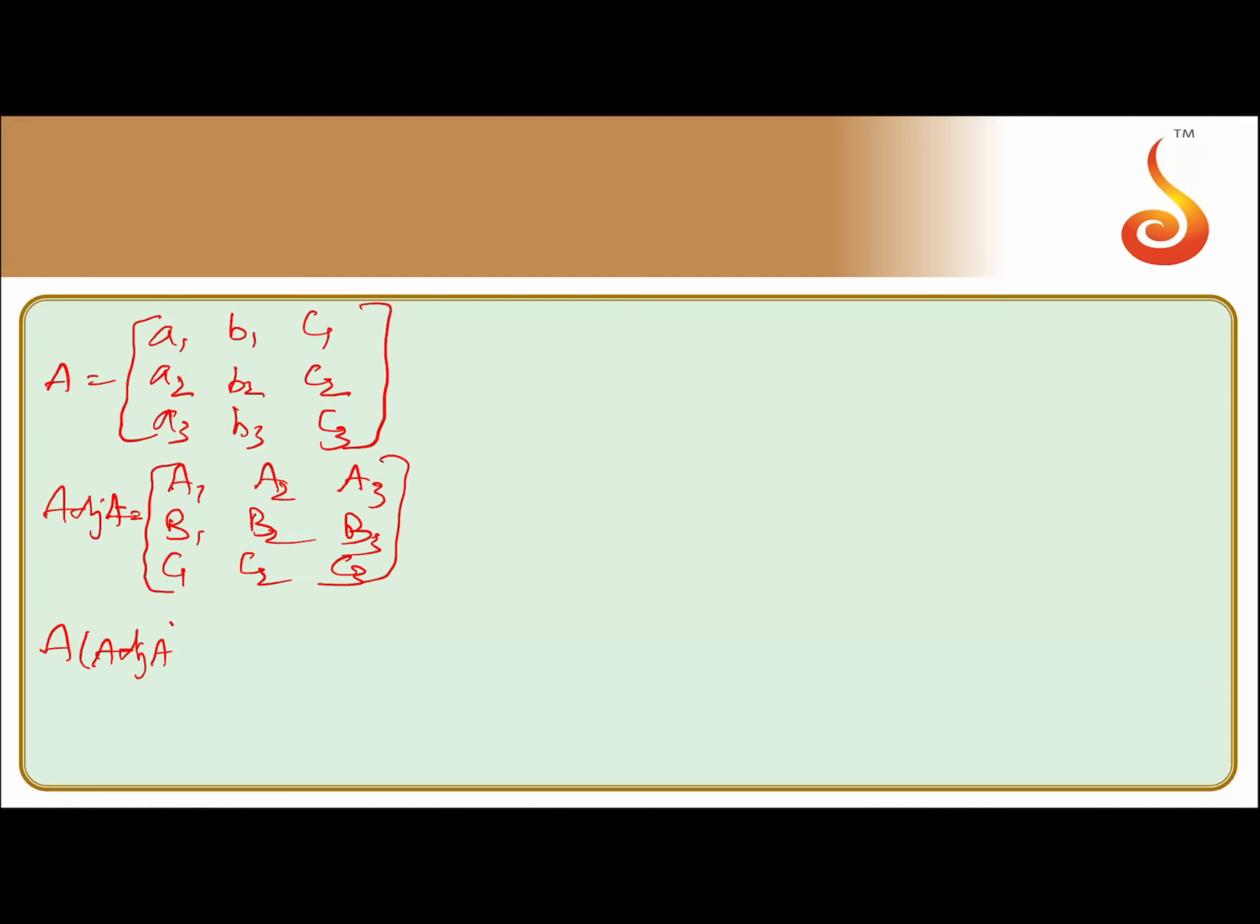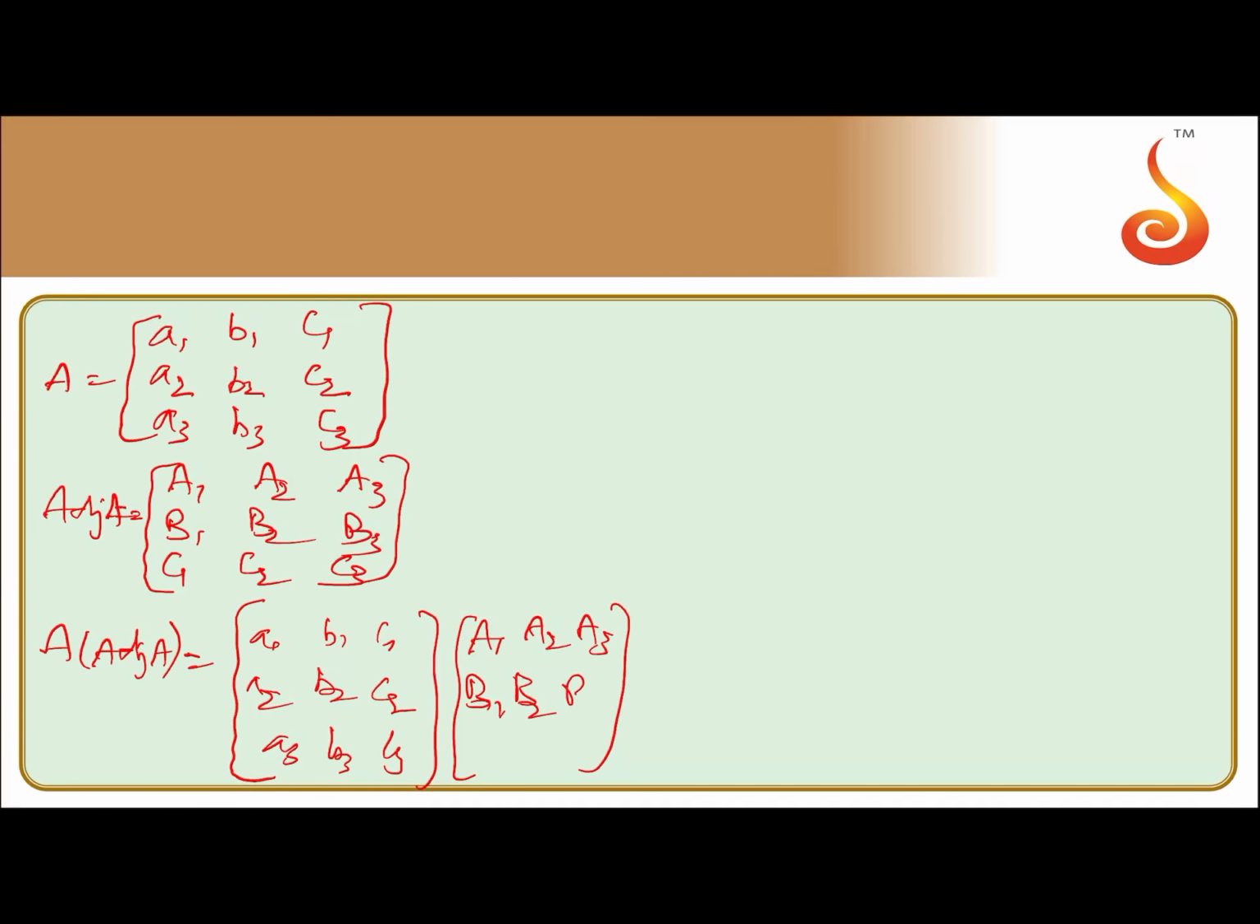A multiplied by adjoint A is the product of A1, B1, C1, A2, B2, C2, A3, B3, C3, multiplied by the corresponding cofactors A1, A2, A3, B1, B2, B3, C1, C2, C3. The product's first row, first column is capital A1 times A1, plus B1 times capital B1, plus C1 times capital C1. But isn't it the determinant of A? So this is nothing but det A.